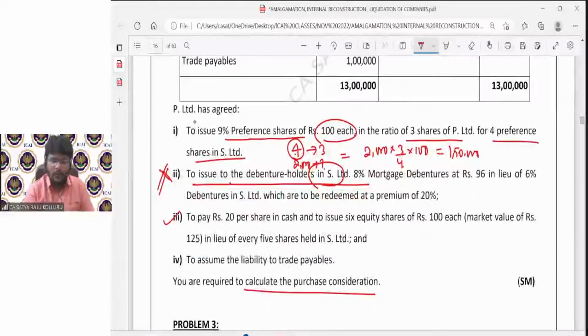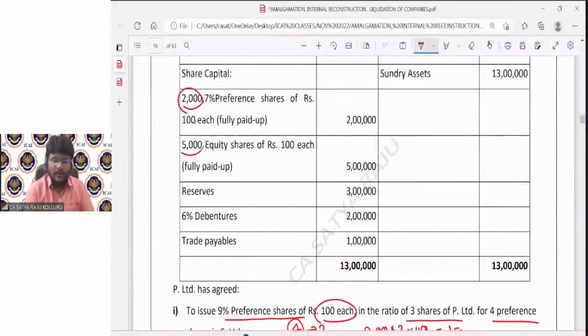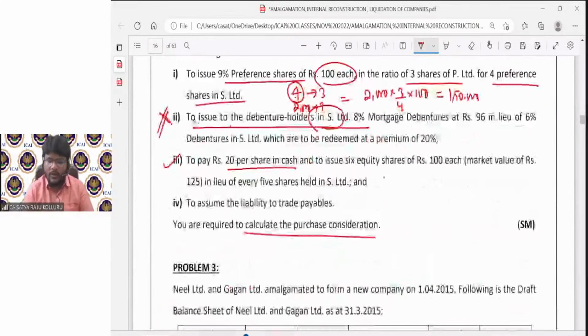You can come to point number 3. To pay 20 rupees per share in cash: 20 rupees per share in cash means, with 5,000 equity shares, 5,000 into 20, which is 10,000, right? Am I right, guys? So the total amount in the form of cash payable to equity shareholders is 10,000.